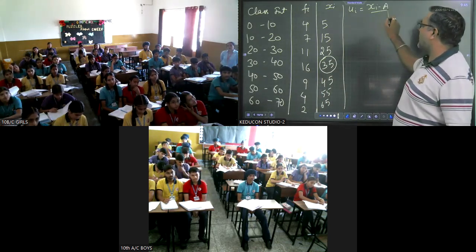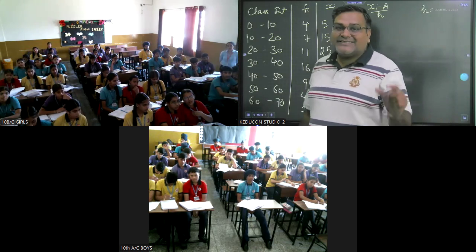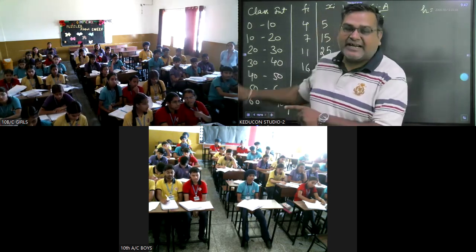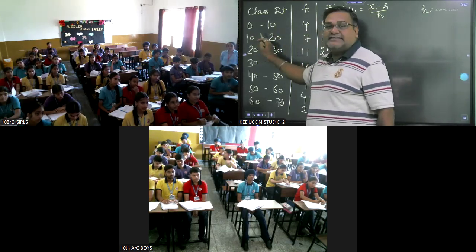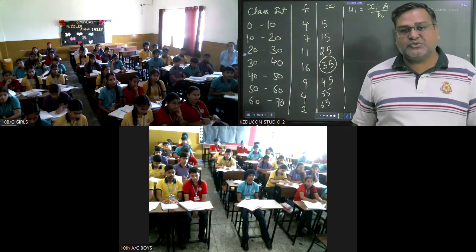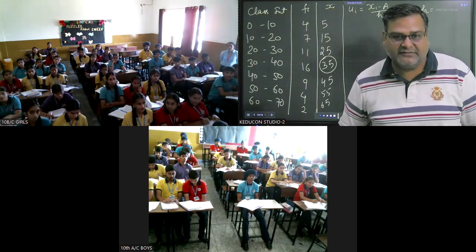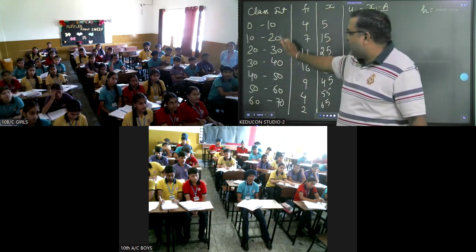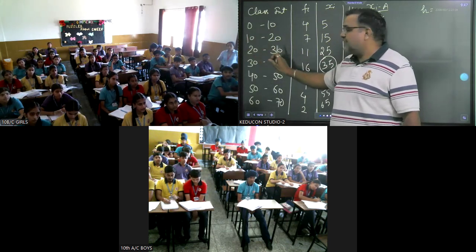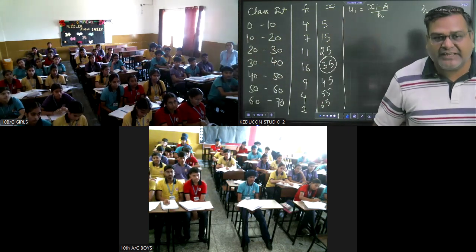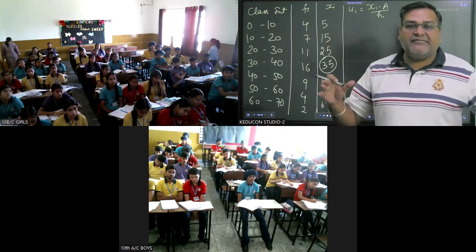ui is xi minus a upon h. Now what is h? h is the class width. How do we find the class width? Upper limit of the class minus lower limit. It will be uniform: 10 minus 0 is 10, 20 minus 10 is 10, 30 minus 20 is 10. So what is the value of h? 10.